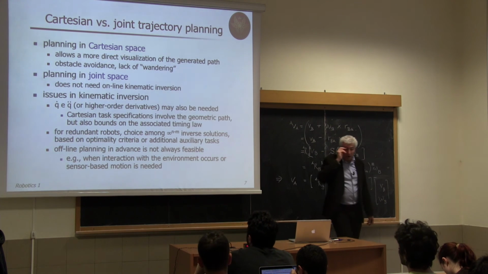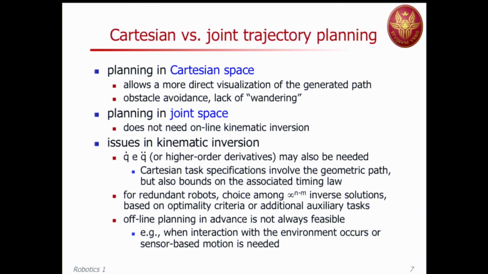Okay, so a few general considerations. What is better? Now we have seen all the steps. Cartesian space, more direct visualization. So you can guarantee obstacle avoidance, at least for the end effector. This does not mean that the rest of the arm will not hit obstacles. And in fact, this is the main issue.